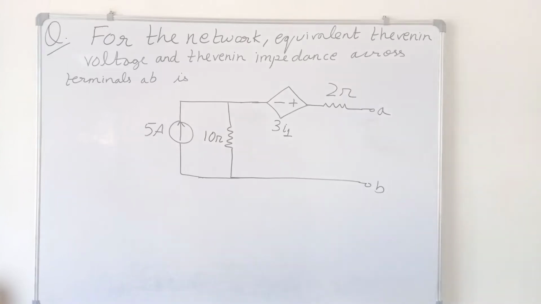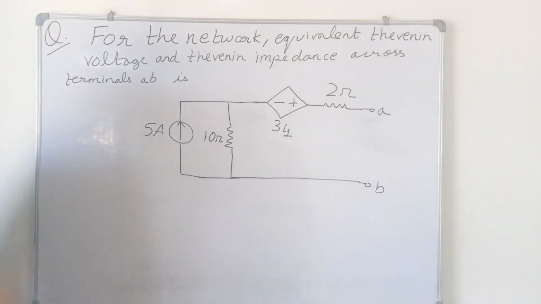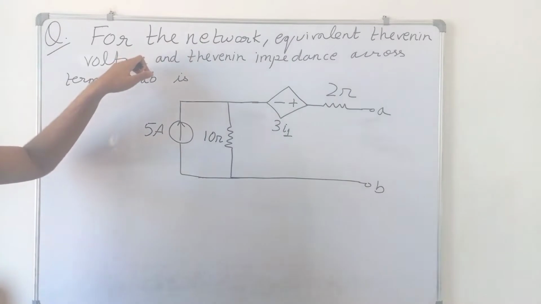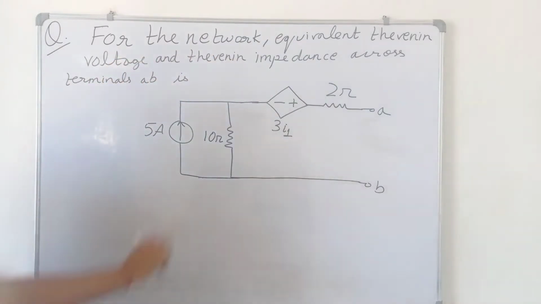Welcome. We are solving a question from GATE 2021. This question was asked in electrical. So this is the network which is given. We have to calculate the equivalent Thevenin voltage and Thevenin impedance across these terminals AB.